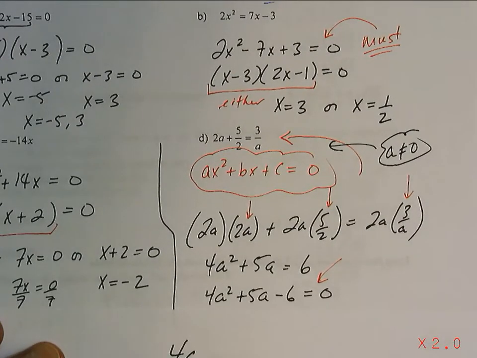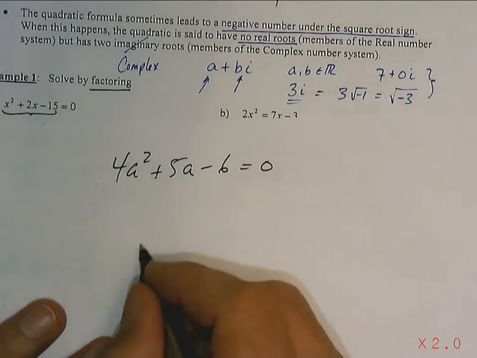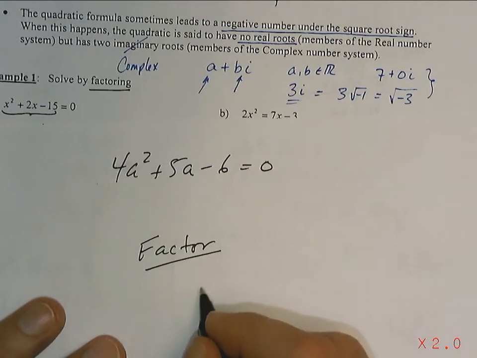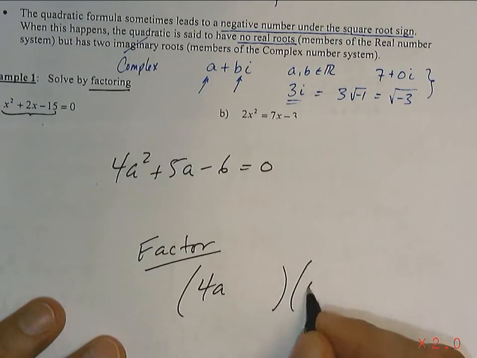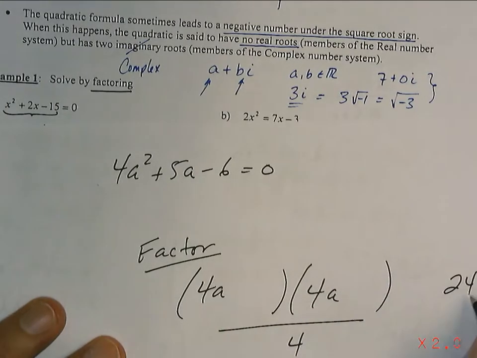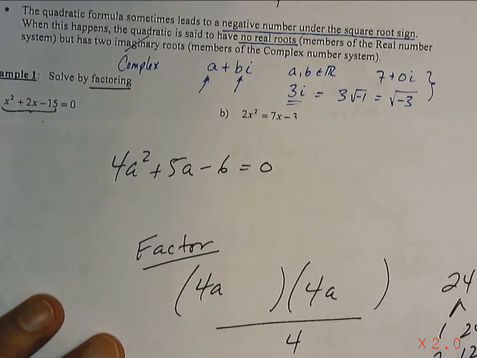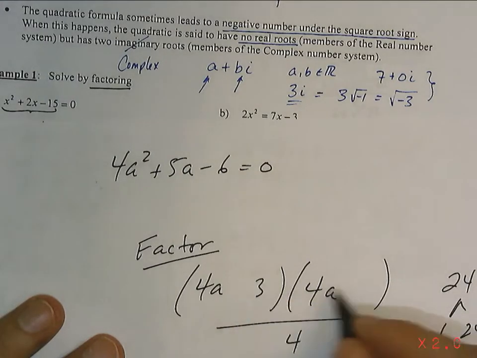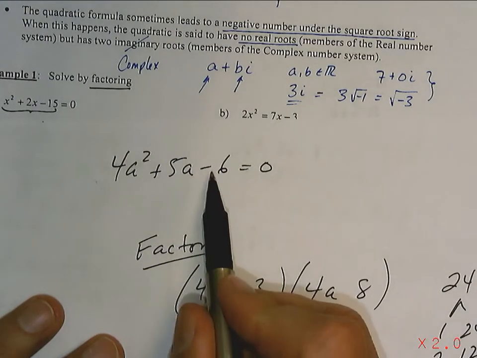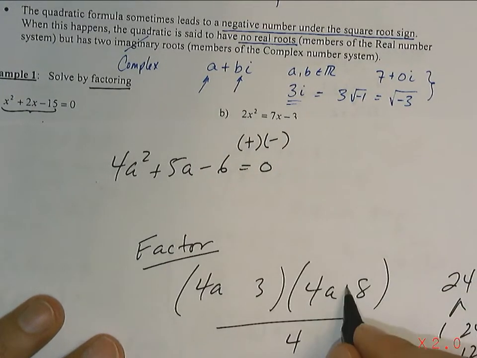So I got 4a squared plus 5a minus 6 equals 0. So I need to factor this. I'm going to get 4a over 4. 4 times 6 is 24, not 32. 1 and 24, 2 and 12, 3 and 8. That'll do it. That'll give me the 5. So 3 and an 8. They multiply to give a negative, so one's positive, one's negative. They add to give a positive, so the larger one's positive.